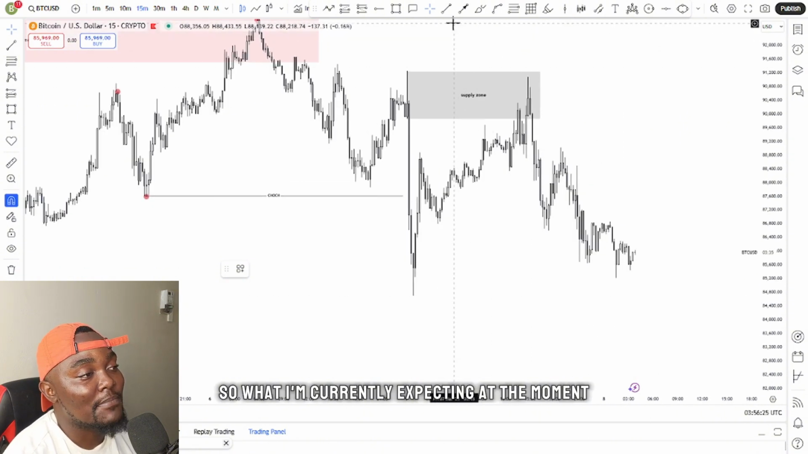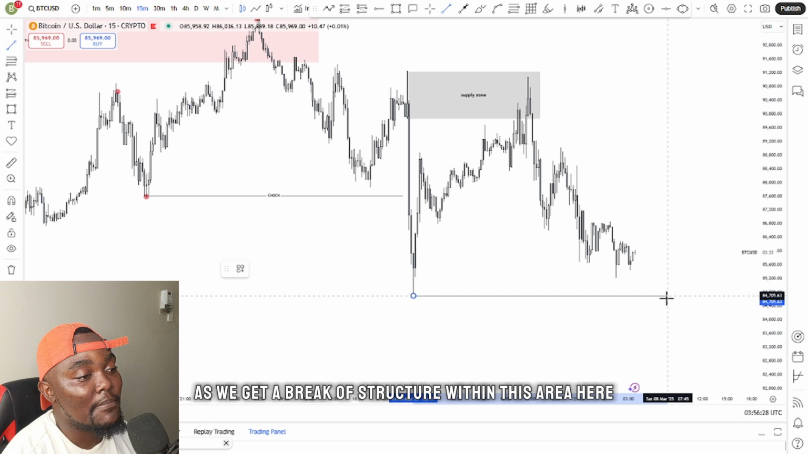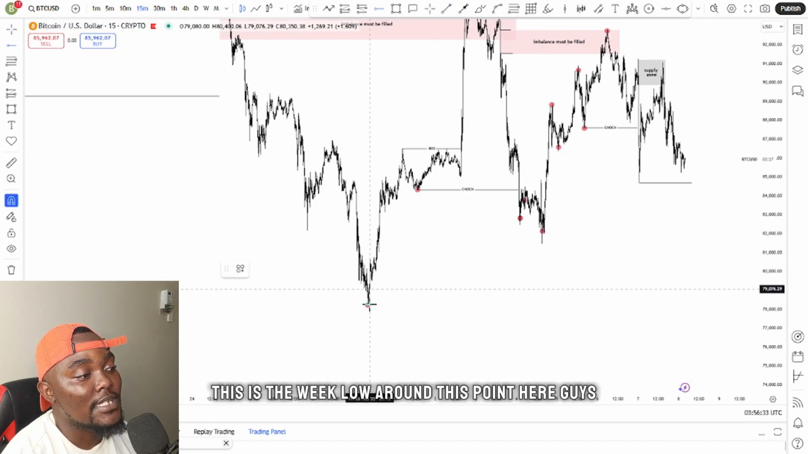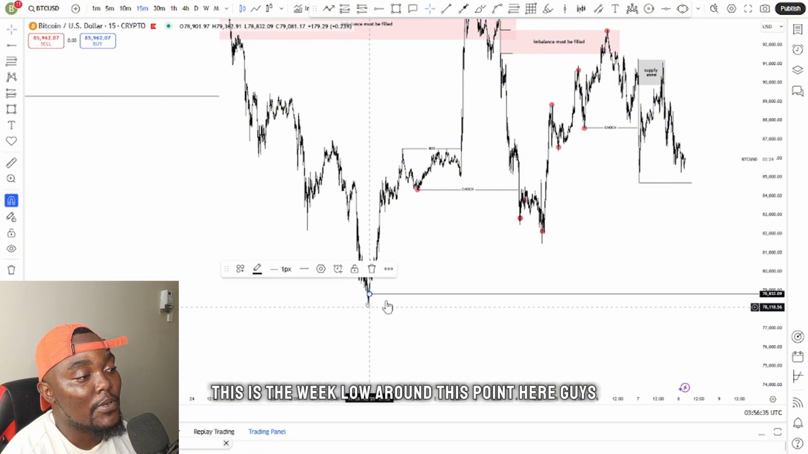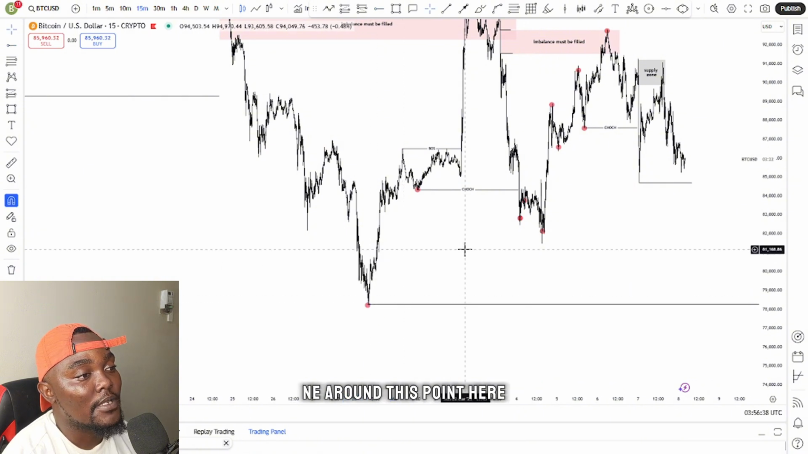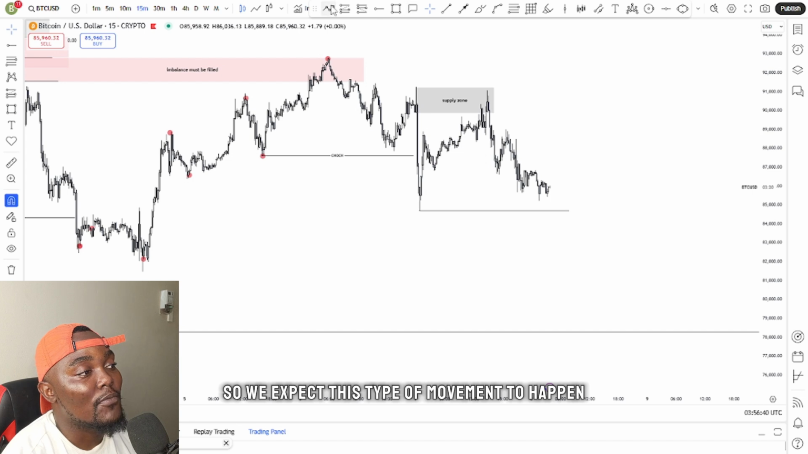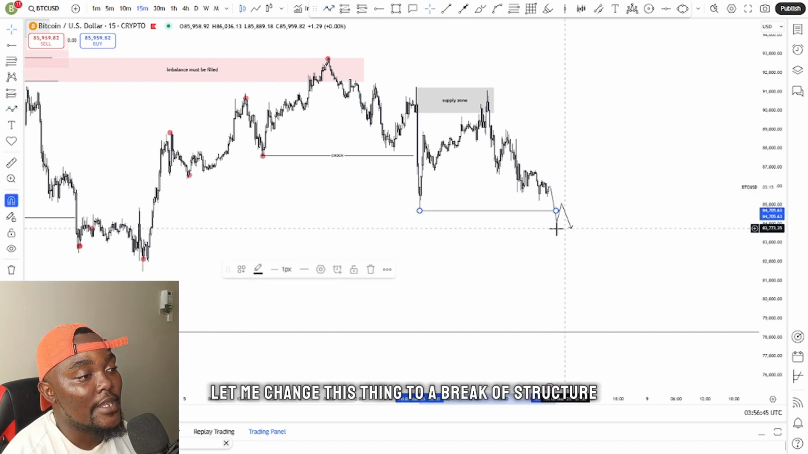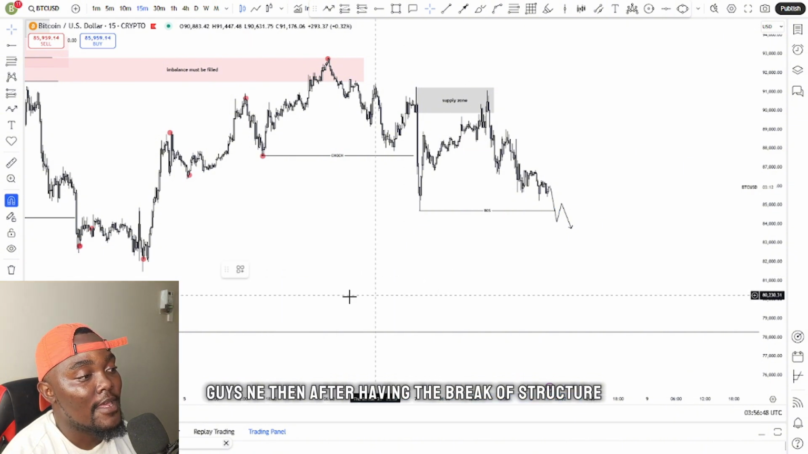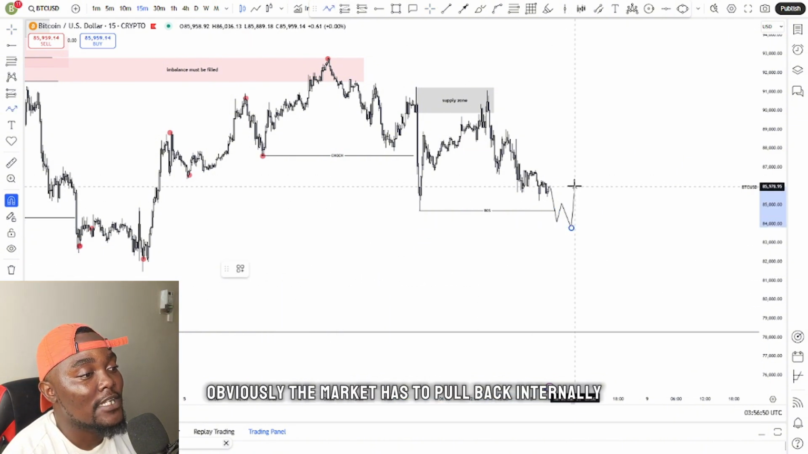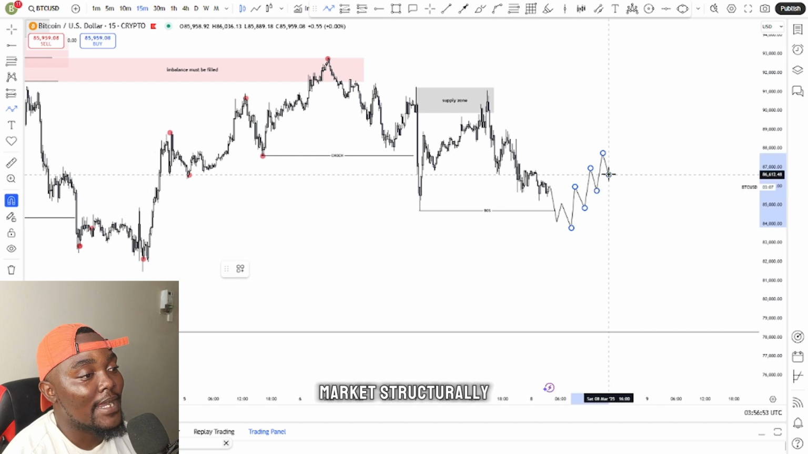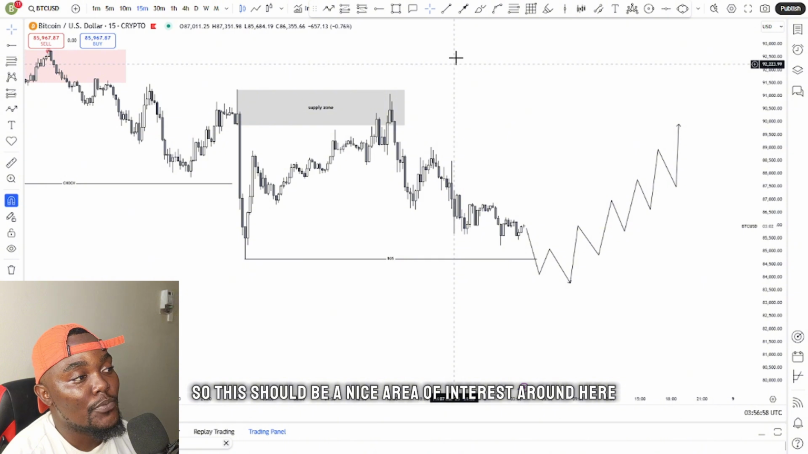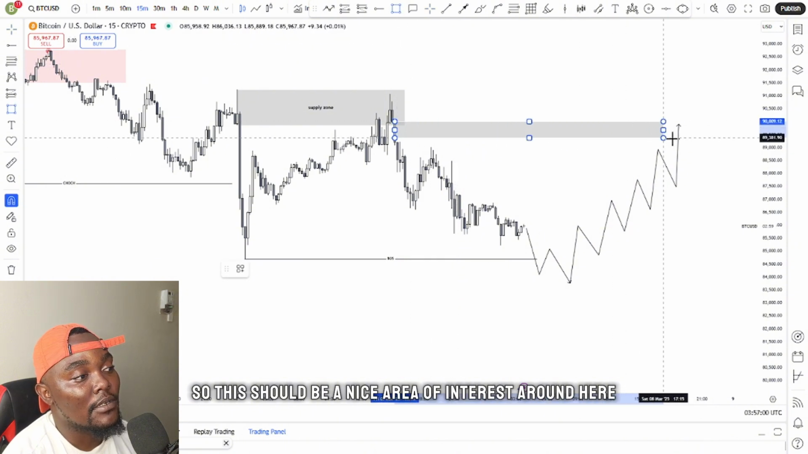So what I'm currently expecting at the moment is we get a break of structure within this area here, just because the overall target should be around here. This is the week low around this point here, guys. Now around this point here, we expect this type of movement to happen, whereby we correct, then we change this thing to a break of structure, guys. Then after having the break of structure, obviously the market has to pull back internally, market structurally also, then tap into an area of interest. So this should be a nice area of interest around here.